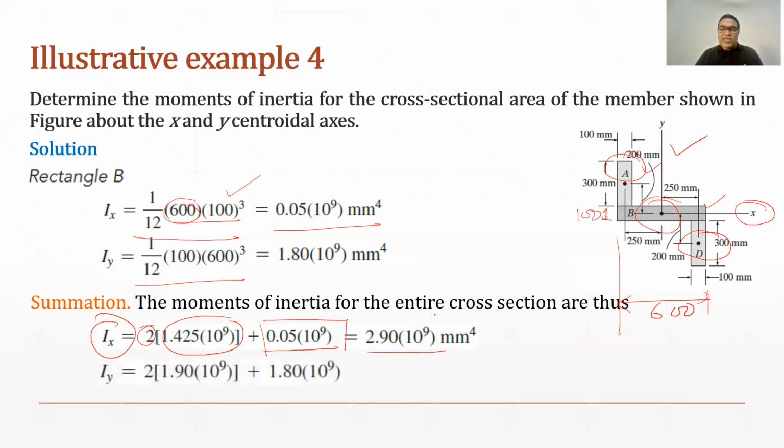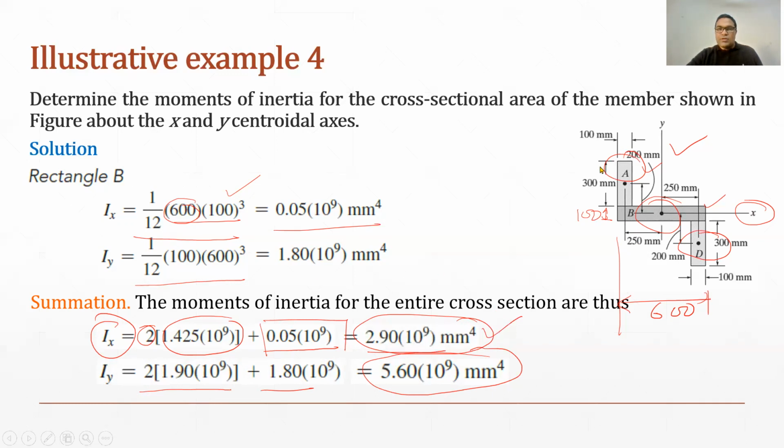Similarly, for Iy, it is 2 into 1.9 into 10 to the power 9, and adding this we get the value for Iy. So this is the moment of inertia of the whole area about the y-axis, and this one is about the x-axis. So that is the solution for this example.